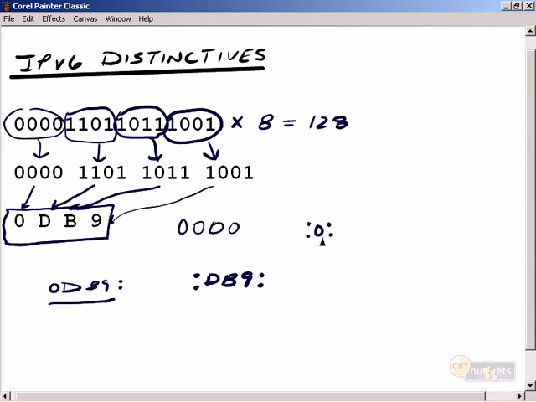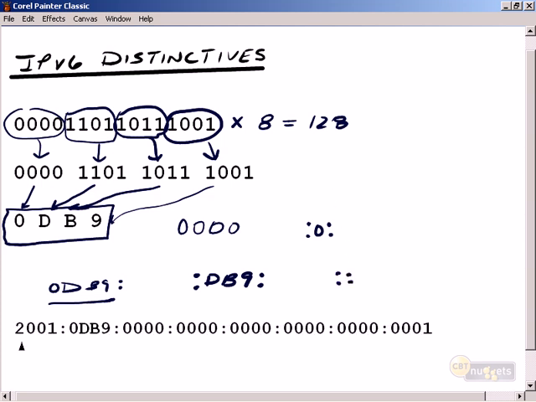Now, what if you have a bunch of those colon zeros together? You can compress it even more to just put in there colon colon. So is this a legit IPv6 address? Yes, it's got 1, 2, 3, 4, 5, 6, 7, 8 16-bit segments represented as 4 hex characters, right? Well, we can compress this.